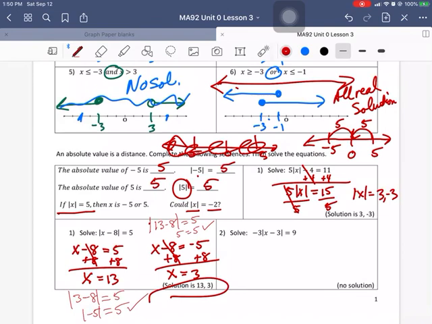This one, I need the absolute value alone on one side. That's going to be a negative 3. And since it's an absolute value, I didn't take off the absolute value bars, I just reduced away the 3. So the absolute value is alone on one side. Can it equal a negative number of any kind? No, it can't.